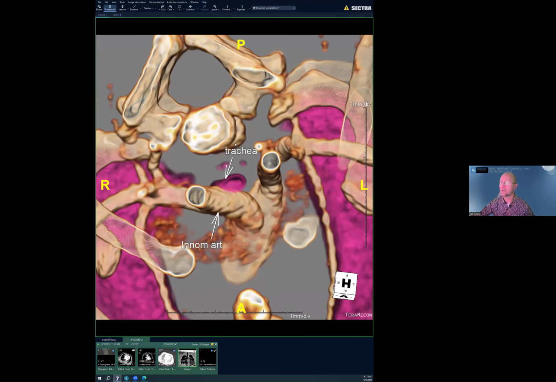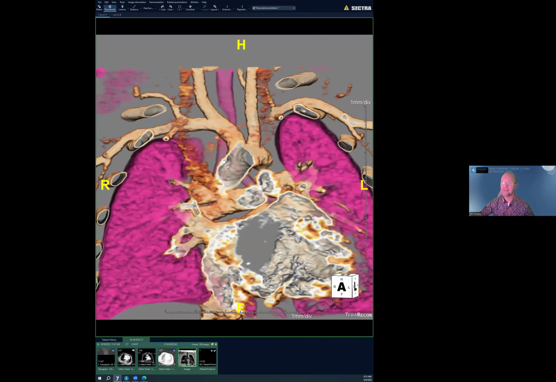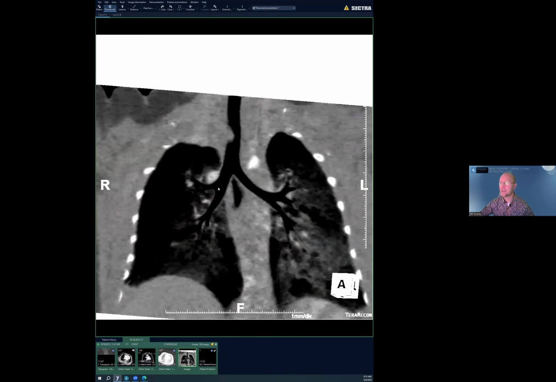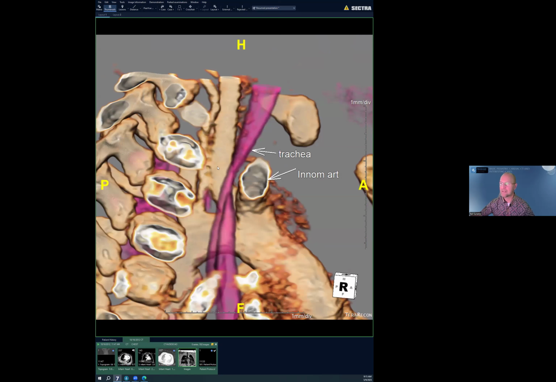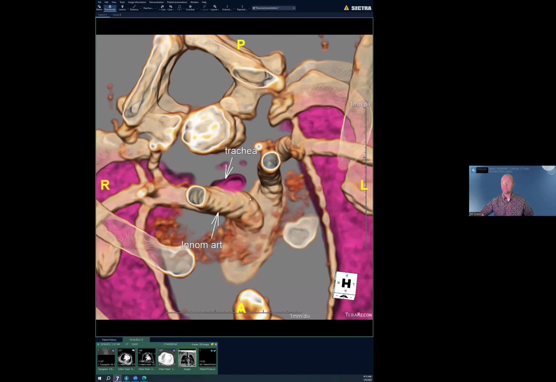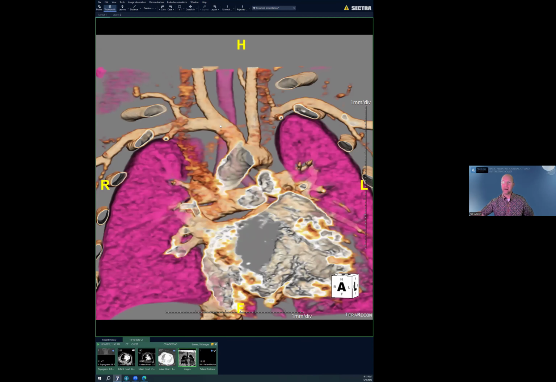So it's very, very important. You can see this in this volume rendering, the pink trachea and the right brachiocephalic artery causing this indentation on the trachea right there. The innominate artery, also called right brachiocephalic artery, compressing on the trachea. This is kind of looking from the right side. You can see that there's an AP compression as well, right at the level of the innominate artery. So this can be surgically corrected by actually taking the innominate artery from the arch and moving it further down.